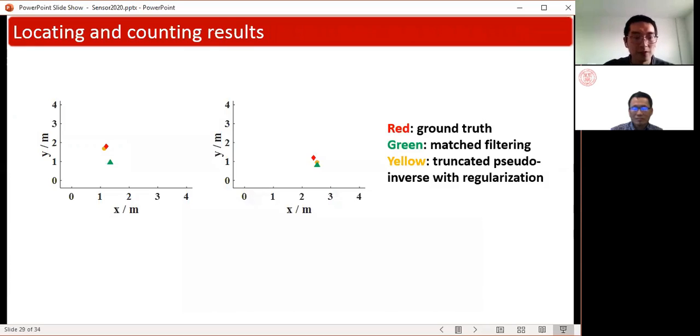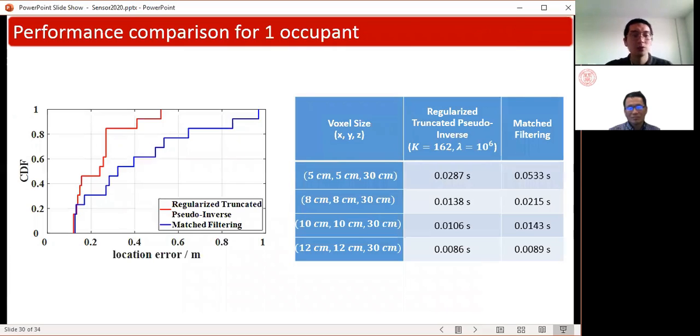So we have applied the described inverse solution for object locating, and the single occupant results are shown here. We can observe that the truncated pseudo-inverse solution with regularization provides a higher locating accuracy, shown as the yellow markers. The ground truths are shown as red markers. The cumulative distribution functions, the CDF, are plotted based on 13 different locations in the room. And we can see from the distribution functions, and also the time spent calculating the inverse solutions, compared in the table, that the proposed truncated pseudo-inverse solution with regularization is superior to the match filtering method, both in terms of locating accuracy and computational efficiency.